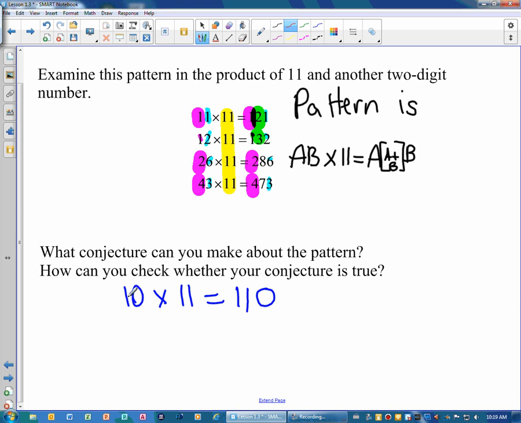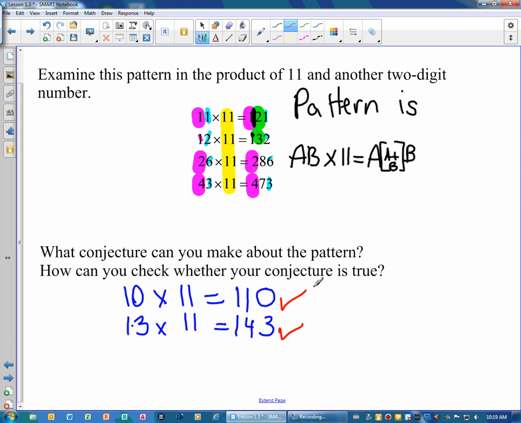Does that hold? Is 10 times 11 110? Sure is. Let's try it again with something else. Let's go 13. 13 times 11. Okay, based on my pattern, I'll get a 1 at the front, a 3 at the back, and the sum 4 in the middle. If I check my calculator and multiply 13 by 11, I do indeed get 143.